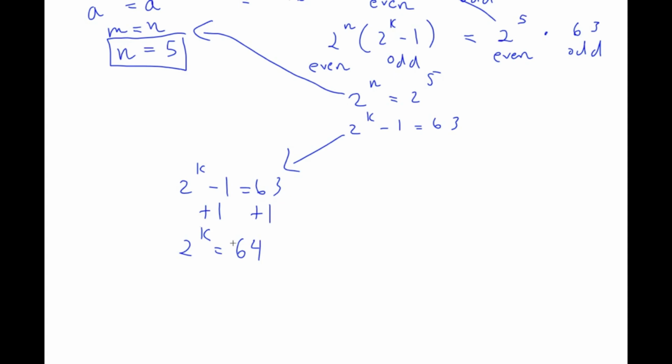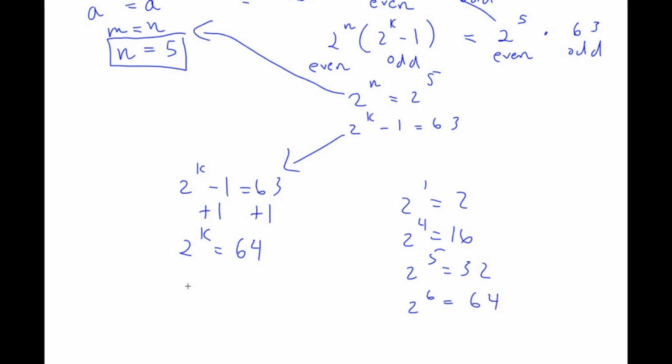Now we need to find out 2 to the power of what is equal to 64. We know that 2 to the power of 1 is equal to 2. If we go a little farther, 2 to the power of 4 is equal to 16, and 2 to the power of 5 is equal to 32. So one more should do the trick. 2 to the power of 6 is equal to 32 times 2, which is 64.